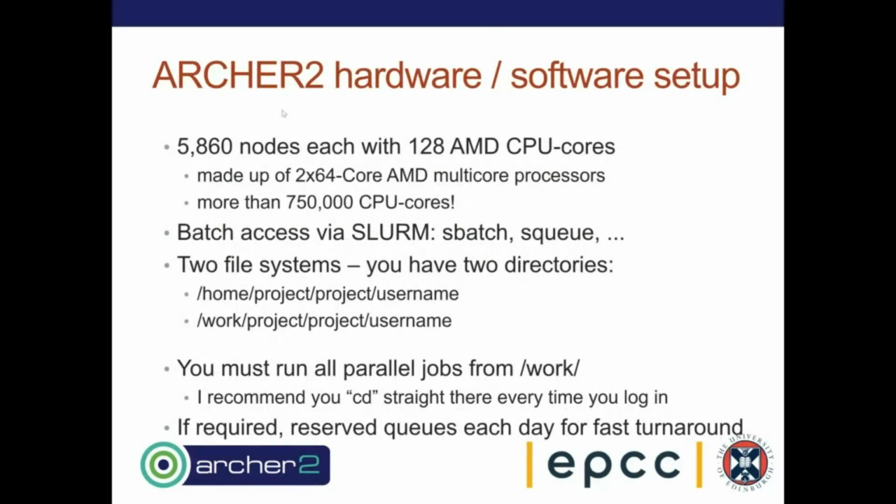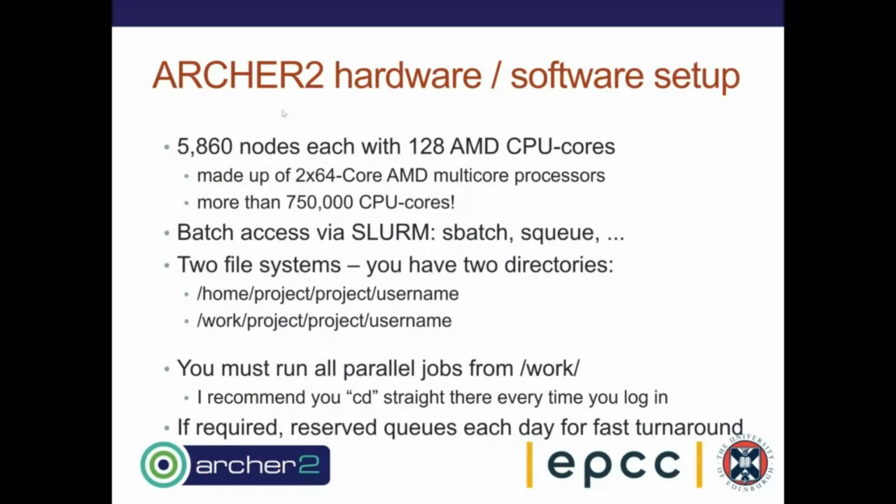Okay, so what is ARCHER2? ARCHER2, as I said, is a big HP Cray system. It's about 6,000 servers put together, what we call nodes. Each one of those nodes has 128 cores inside it. So that means there's about 750,000 cores in the system in total, so it's quite a big compute resource. Actually, each node is made up of two 64-core processors, so it's a dual socket system.